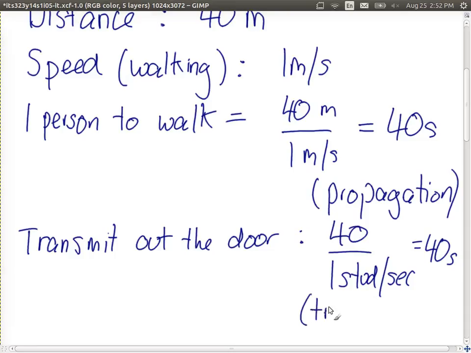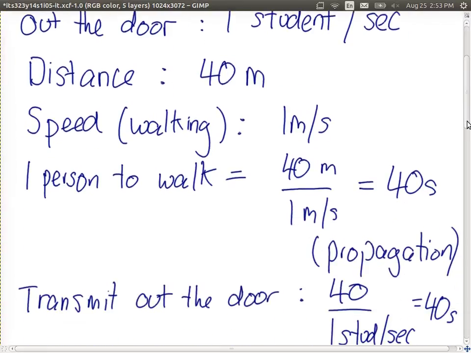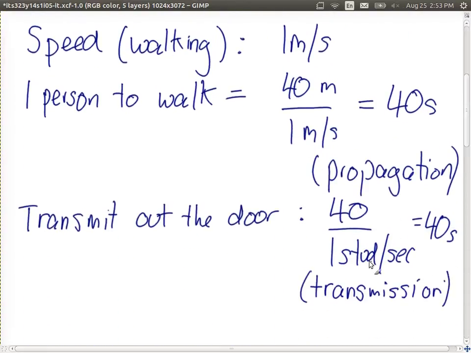That's what we'll call the transmission time when we come to computer networks. And then the first thing, we'll come back to that, the time to line up, we'll call that the processing time. The time to get things ready. We've got our students here, we need 30 seconds to line them up, to process them, get them in the right order. Then it takes 40 seconds to transmit all of them out the door, and it takes 40 seconds for that last person to propagate from this door to the other door, the destination.